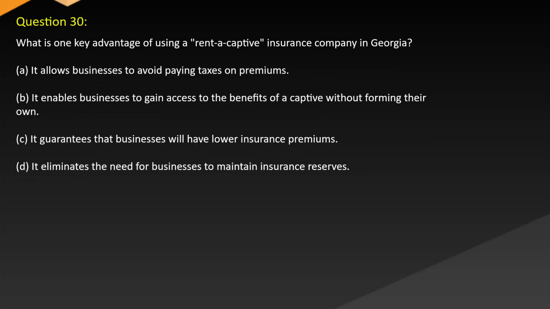Question 30. What is one key advantage of using a rent-a-captive insurance company in Georgia? A. It allows businesses to avoid paying taxes on premiums. B. It enables businesses to gain access to the benefits of a captive without forming their own. C. It guarantees that businesses will have lower insurance premiums. D. It eliminates the need for businesses to maintain insurance reserves.